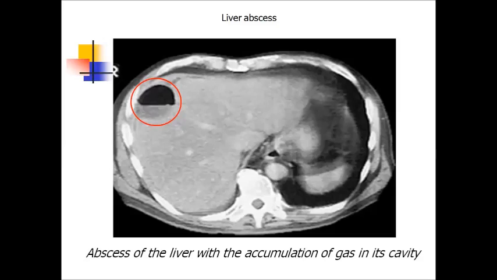Another symptom of liver abscess may be accumulation of gas in its cavity as a result of destruction of abscess substances. Here is a horizontal level of pus, and gas above the level of pus.